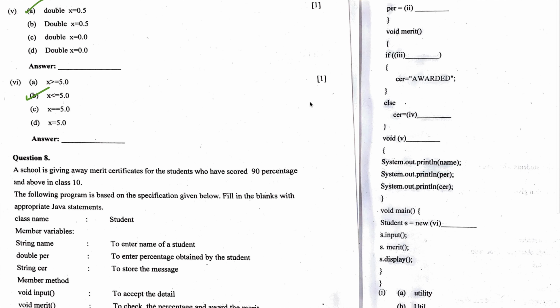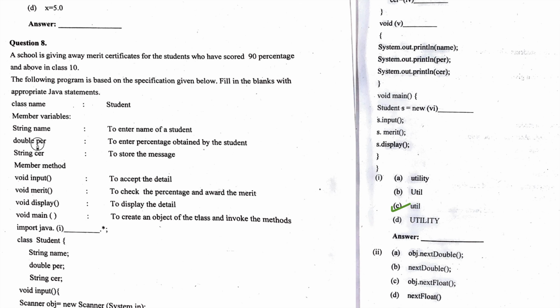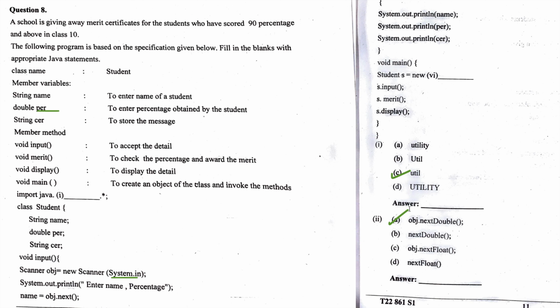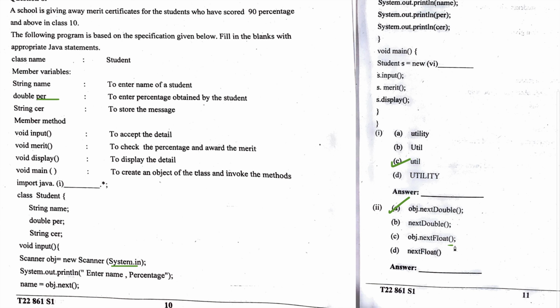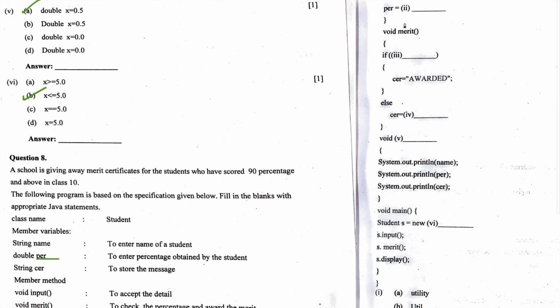The second part is per, which is the percentage being read from the user, and percentage is a double type. So basically this is object dot next double. Object dot next float is valid as well, I'll tell you when I run this code. But go with object dot next double because the type of per is double.